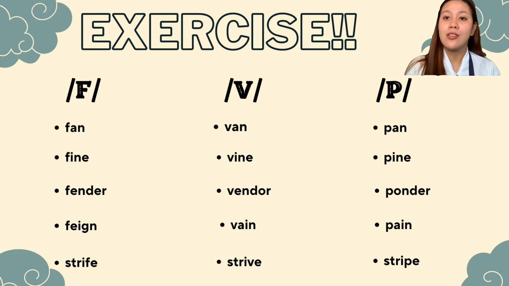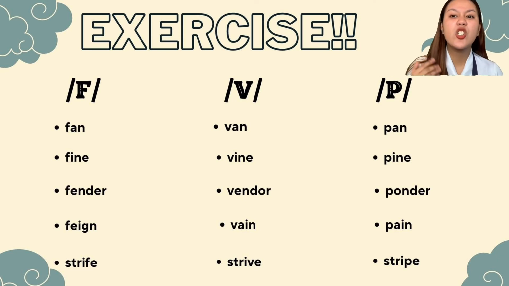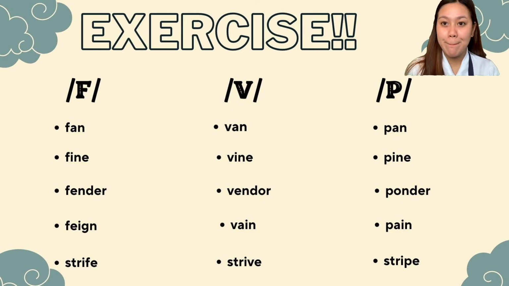Now students, for our exercise, here are the contrasting words of the sounds. So pronounce this with me: fan, van, pan, fine, vine, pine, fender, vendor, ponder, fame, vain, pain, strife, strive, stripe.